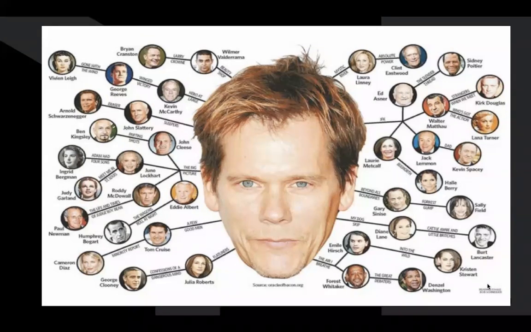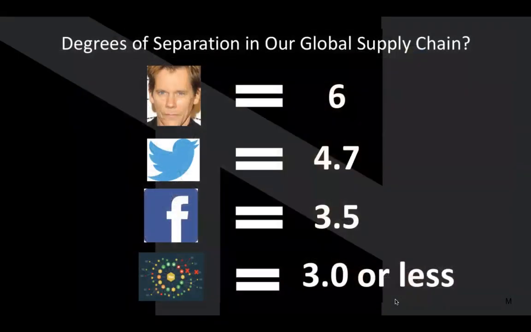Now, when we extend this concept to additional aspects of our lives which we're familiar with, things like Twitter, we see that that degree of separation becomes less. We're separated by about 4.7 degrees on Twitter. And on Facebook, in fact, it's even less. It's 3.5 degrees. You'll be surprised to find out that our global supply chain is actually separated by 3 degrees or less. Now that's quite tight, and that shows quite an interreliability among our supply chain partners and shows a certain degree of fragility there.